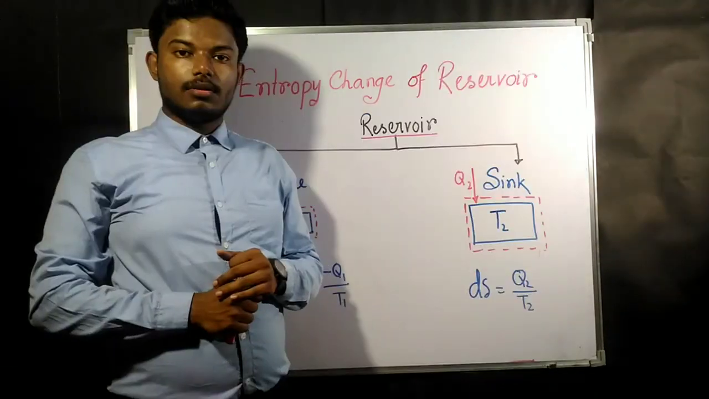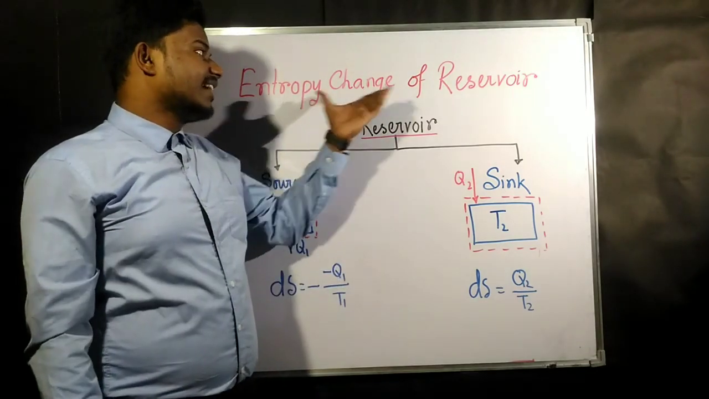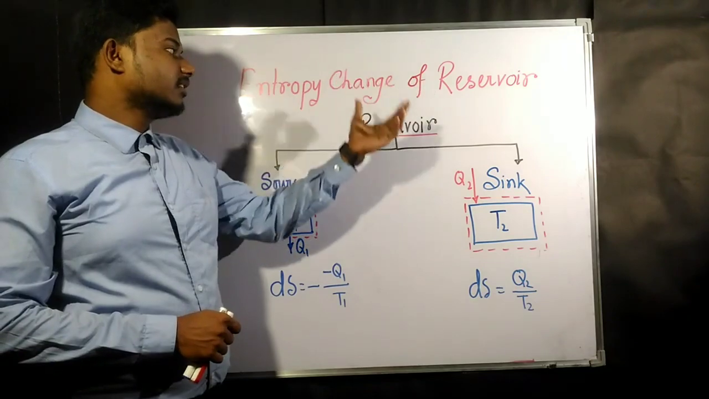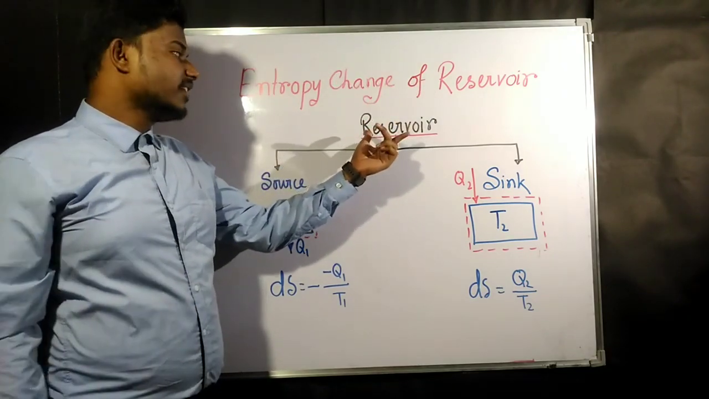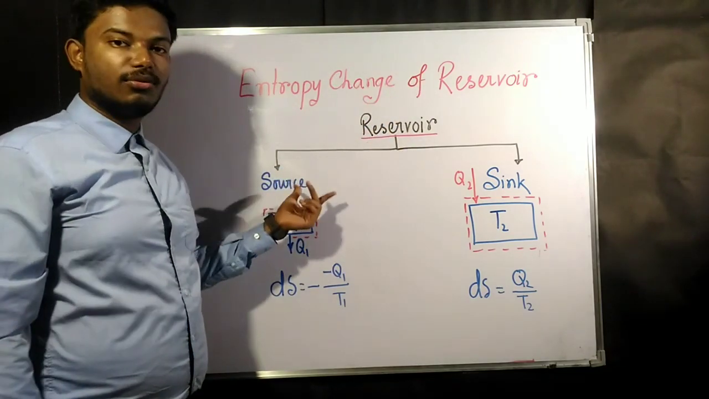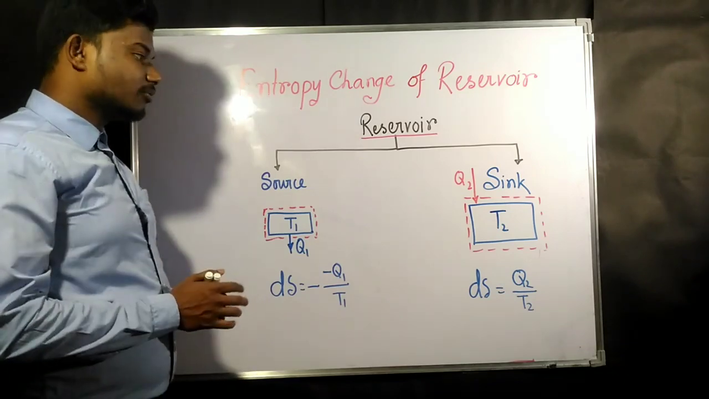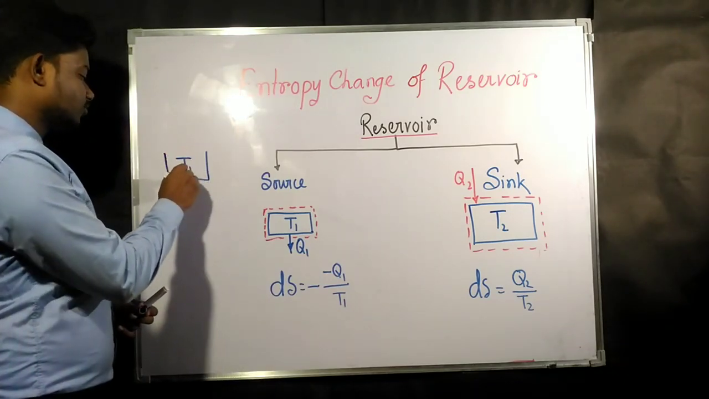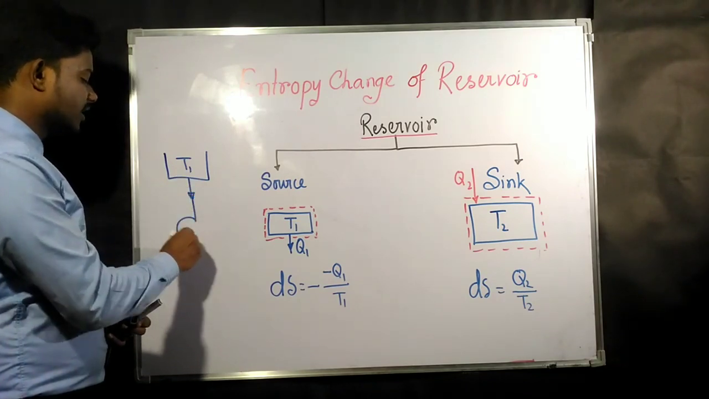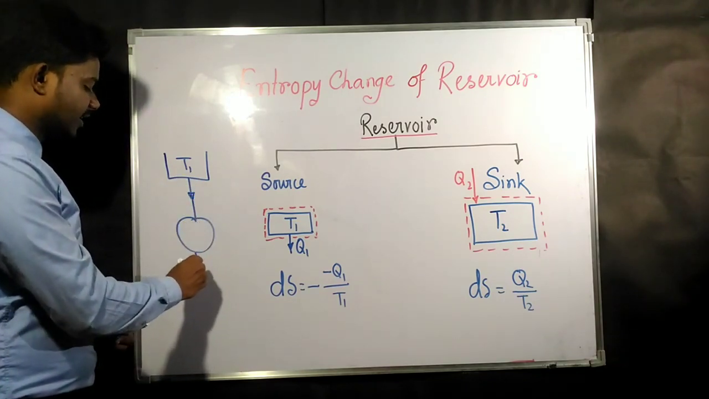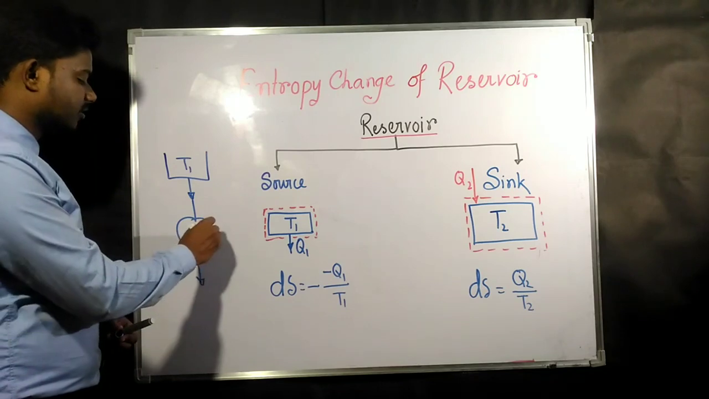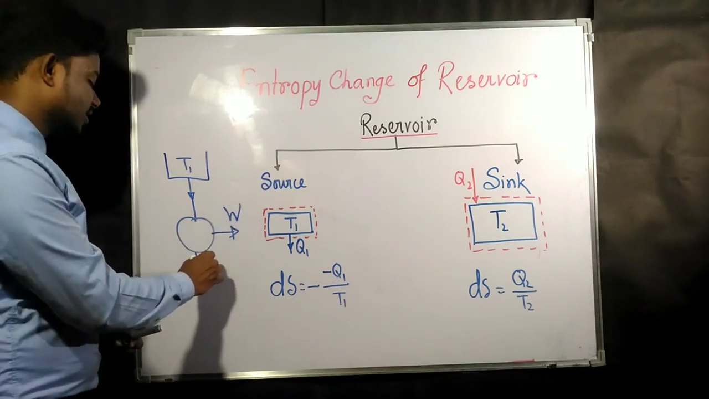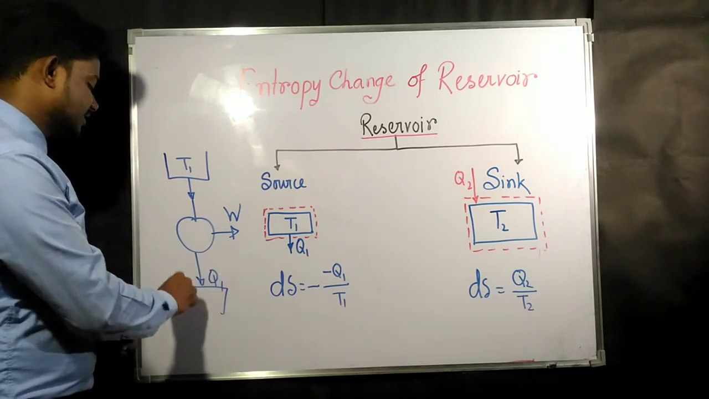Okay, the next thing is entropy change for a reservoir. Before knowing this, we need to know that reservoirs are of two types: one is a source and one is a sink. Previously we had a temperature source from where heat was taken out, and there was a cycle, and after the cycle we got the work we needed, and the remaining heat was transferred to a sink.